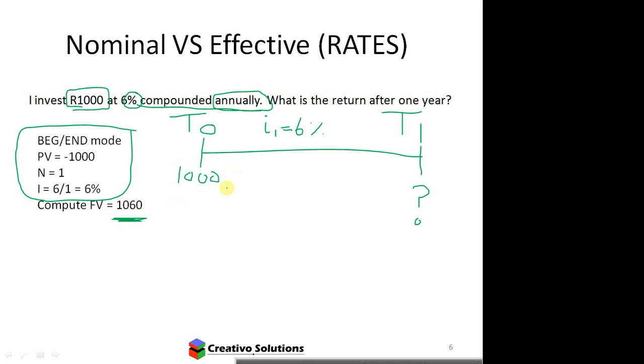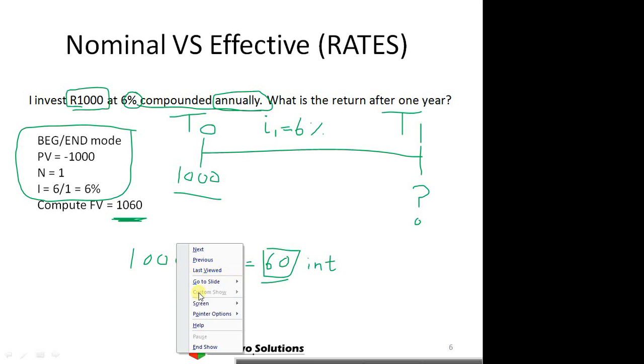If I look at the manual way of doing this, 1,000 times 6% is how much? 60, correct. If that's the interest, how much did I start with? 1,000. How much did I earn? 60. So what would I land up with? Exactly, so there's the answer.